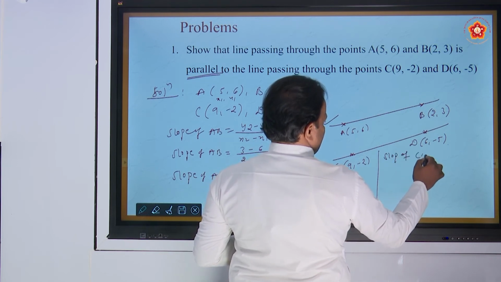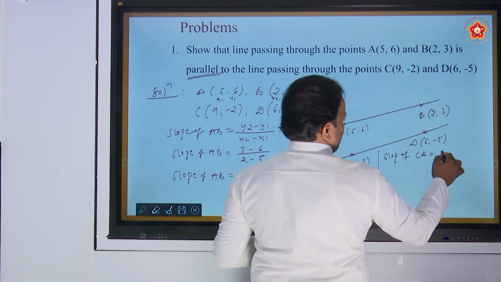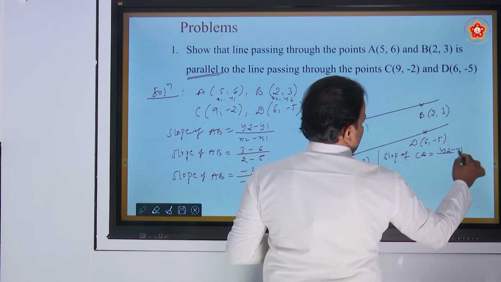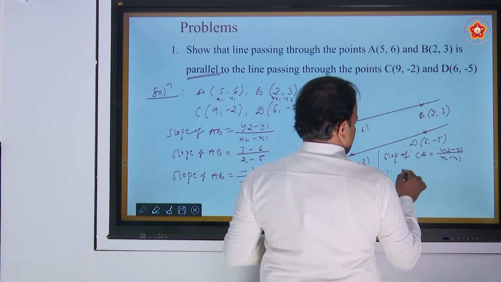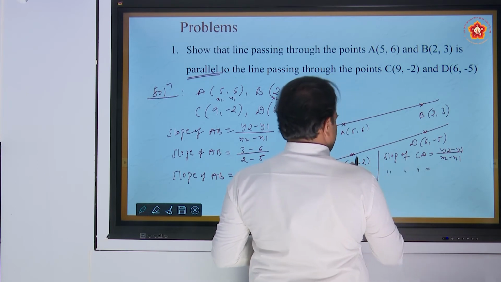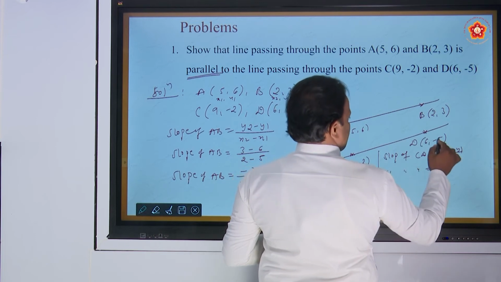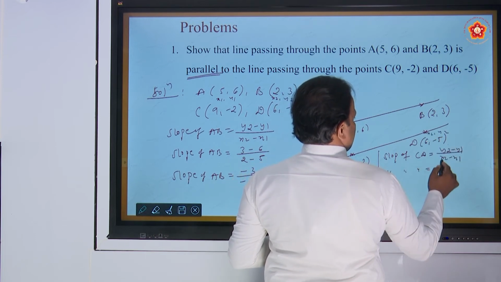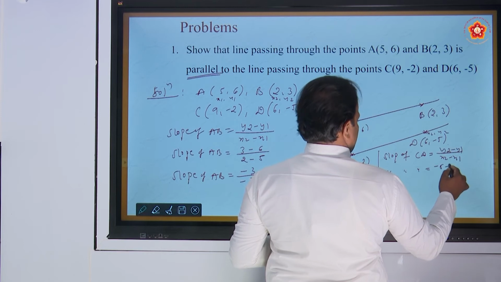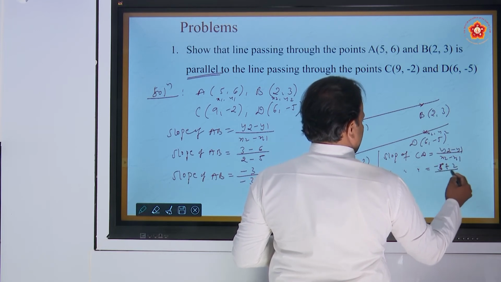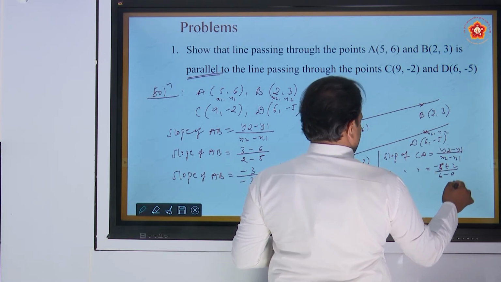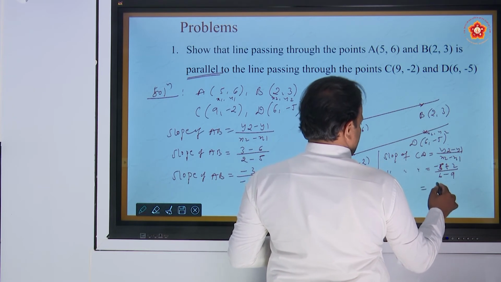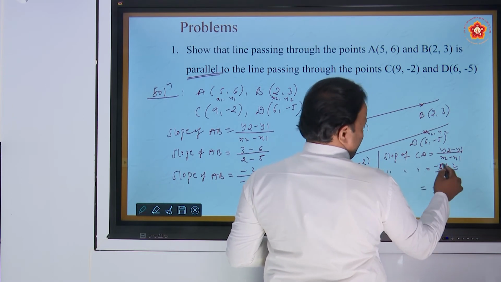Slope of CD. Use again the 2-point formula: y2 minus y1 divided by x2 minus x1. Slope of CD is equal to y2 minus y1 over x2 minus x1. Here this is x1, y1 and this is x2, y2. y2 is minus 5, minus y1, which is minus 2, plus 2, divided by x2, 6, minus 9, is equal to minus 3 divided by minus 3.